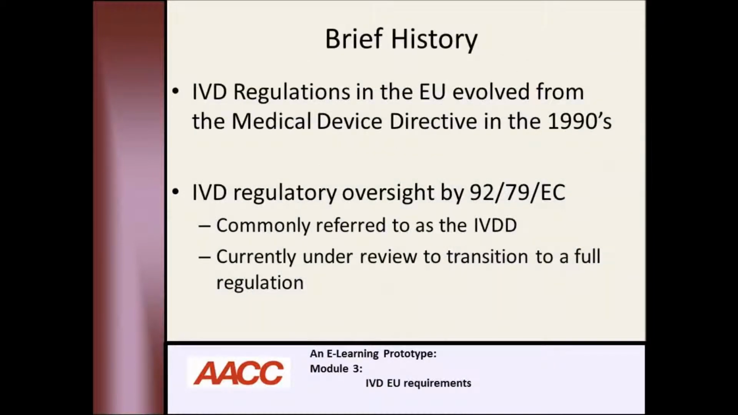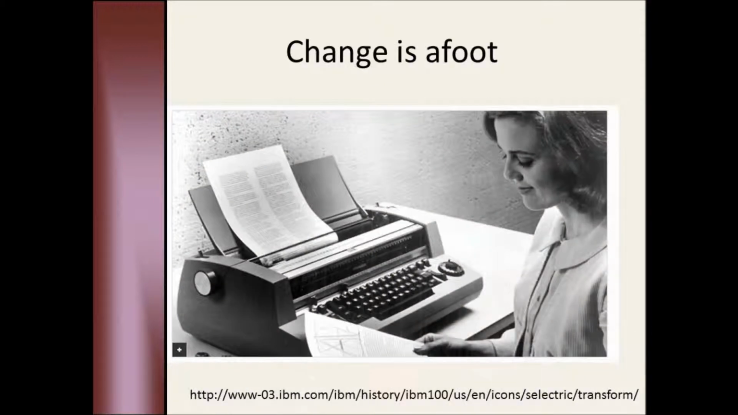Specific IVD regulations in the European Union have only been around since the 1990s. The current regulatory oversight is by the European Commission Directive 98/79. This document is commonly referred to as the IVDD, and it is currently under a major revision. As this change is literally in progress, the content in this module will be driven by the IVDD itself, thereby providing a reference from which to work once the final revisions are in place.